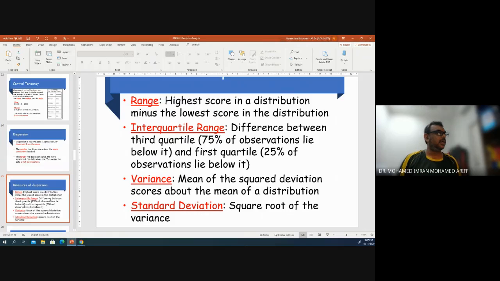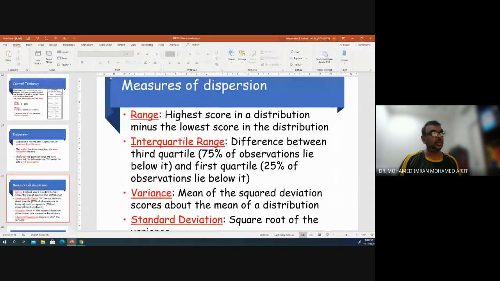So to do this dispersion, we have a few techniques. We can use the range technique, the interquartile range, variance, and standard deviation. All of these techniques can measure dispersion. So, a question before you ask: do I need to do all of these? Not necessary. You can choose one of each. No problem. You don't have to do all. It doesn't matter, you can choose one depending on your research.